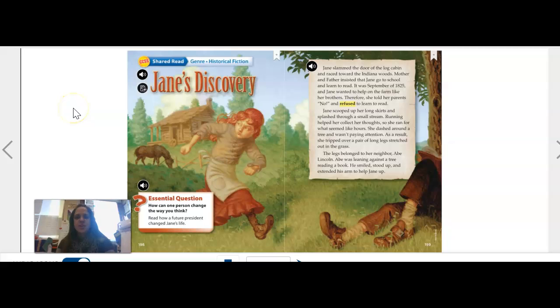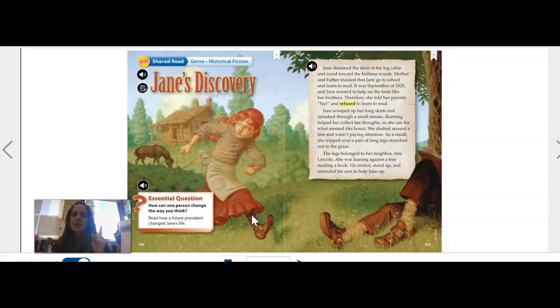So, as a third grader, our purpose was to identify features of a historical fiction. And we think about this essential question as we're reading to help us to better understand the text. How can one person change the way you think? Well, this historical fiction included one real person and one made-up character.